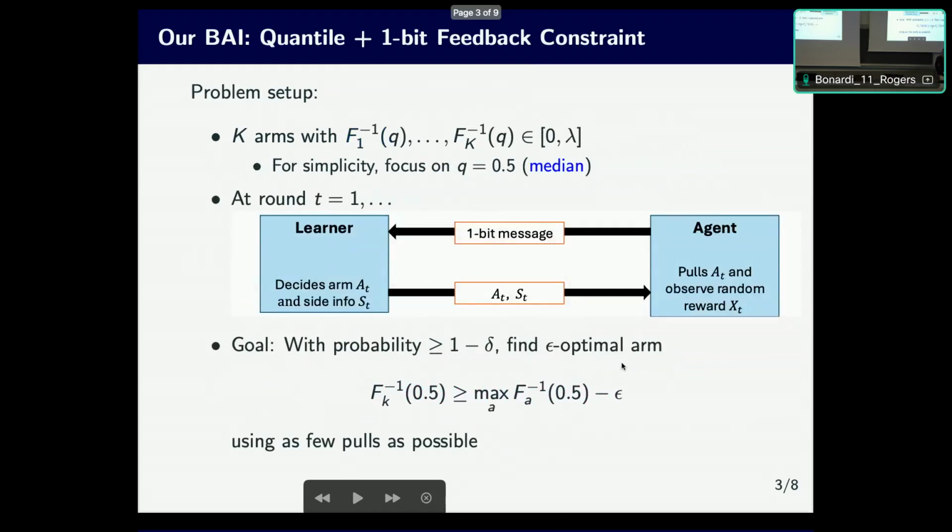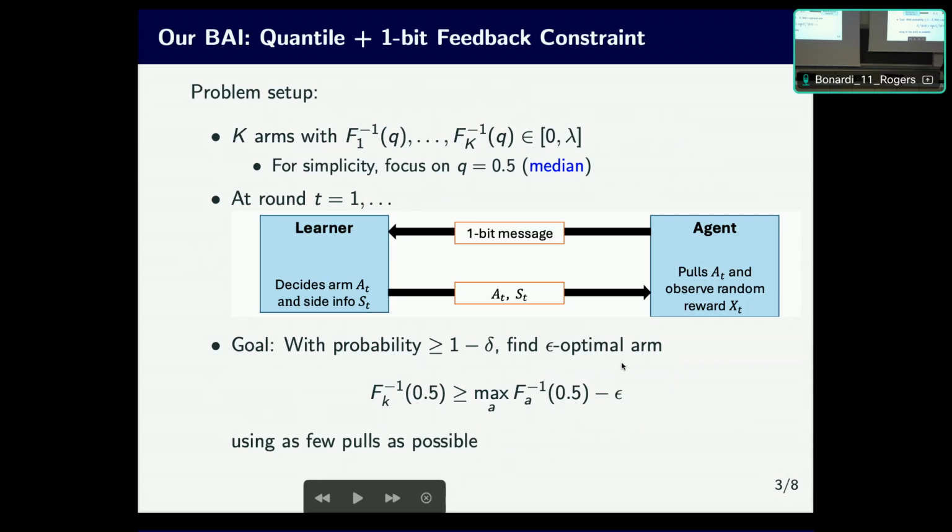I now introduce our problem setup. Firstly, instead of defining the best arm as the one with the highest mean, we define it as the highest quantile for some q between 0 and 1. For example, if q is 0, you are just defining the best worst-case scenario, and q equal to 0.5 is just the best median. And we assume that the quantile is bounded between 0 and lambda. Lambda is just the length of the interval, and 0 is, without loss of generality, the lower end, so the interval is 0 to lambda.